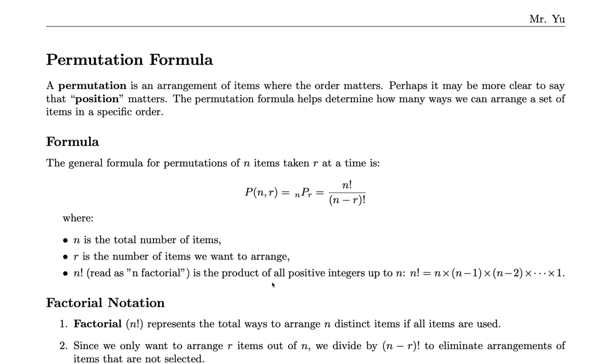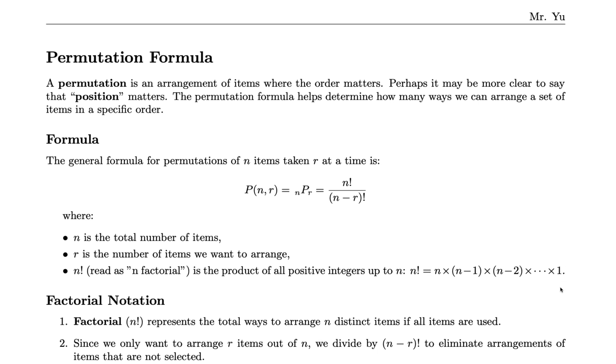Now n factorial is the product of all positive integers starting at 1 going all the way up to n. Now it's actually better to think of it as n factorial being n and then multiplied by 1 less than n and then 1 less than that one, all descending all the way down until you get to 1. So let's take a look at factorial notation then.